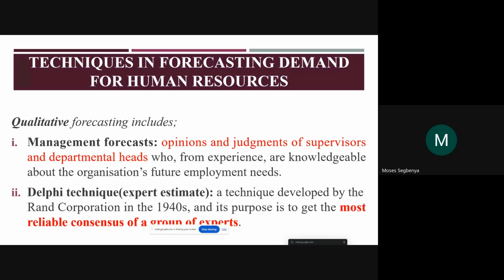And we are saying that the Delphi technique is a technique developed by the Rand Corporation in the 1940s, and its purpose is to get the most reliable consensus of a group of experts. Then you can deploy it as a means. If they agree that this is the way to go, then you know that experts are speaking and they all agree on this, so I can use this to determine.